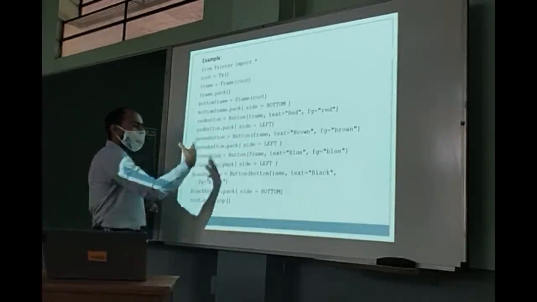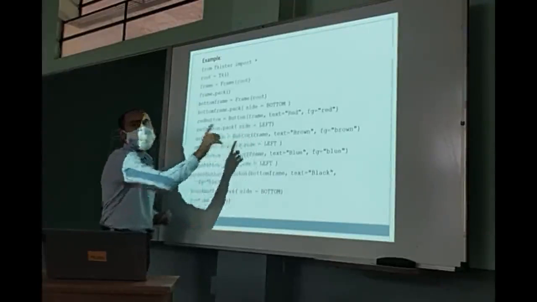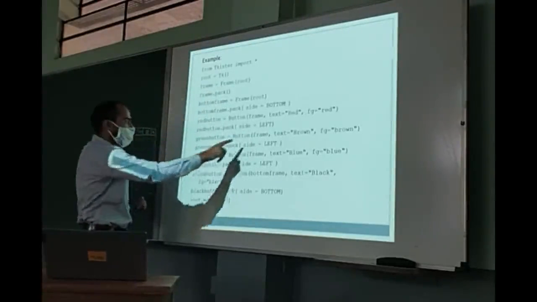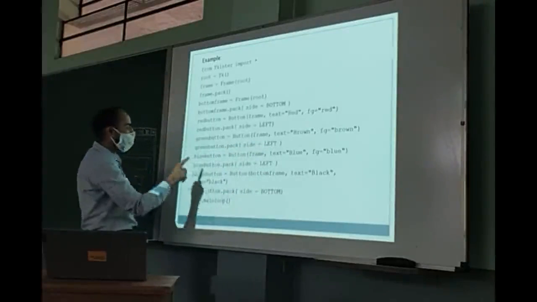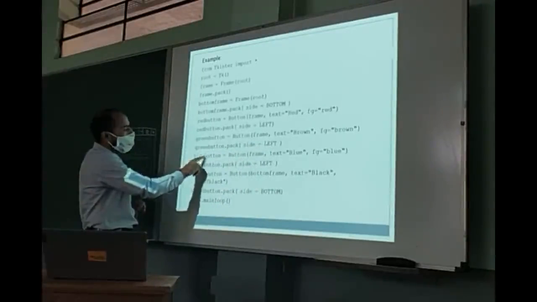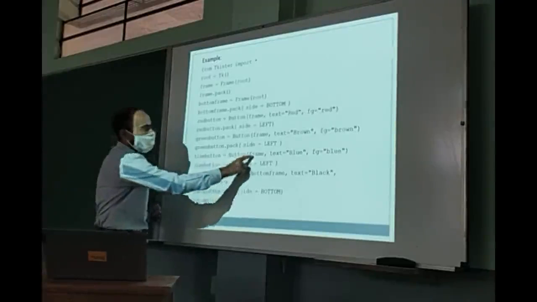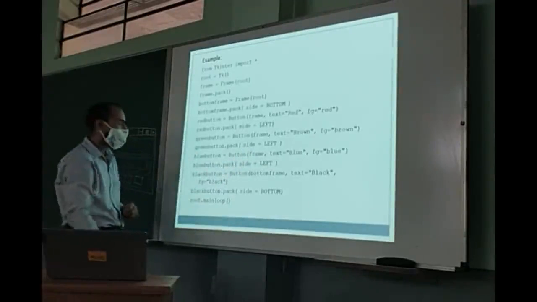Then we have created one more button, a green button. Again we are adding it on the frame, meaning this frame we are adding. So that button is also added, and it is added to the left again. We have created a blue button as well, and this blue button is again added on the frame, and it is added to the black.